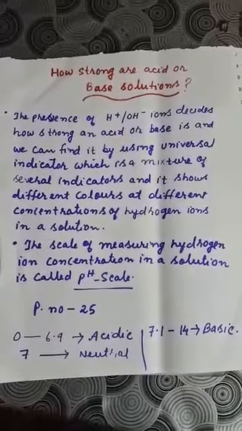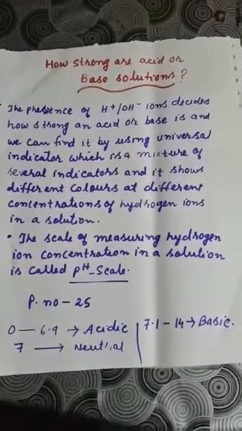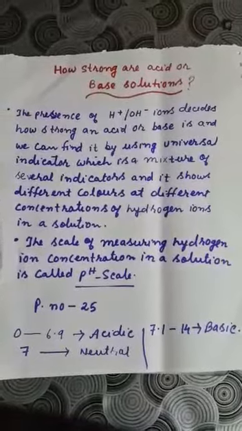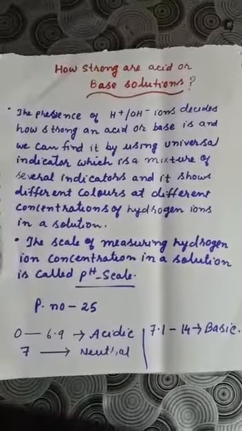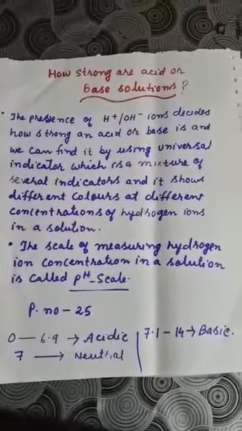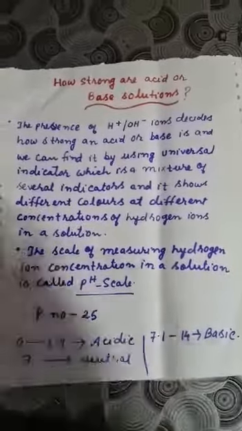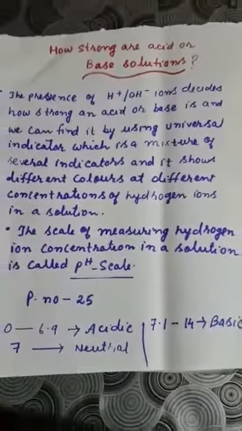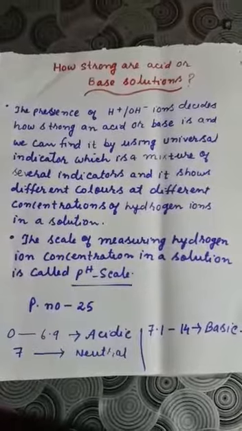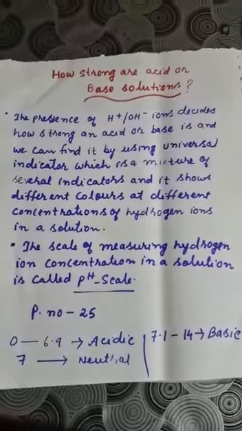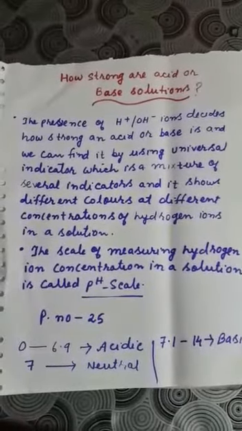Okay, now take out page number 25, everyone. If you check the diagram from 0 to 6.9, you will see that the hydrogen ion concentration decreases from left to right. So acidic character will also decrease.